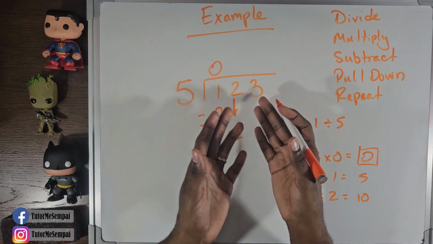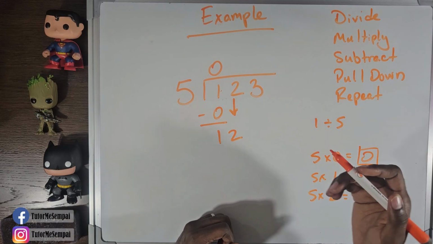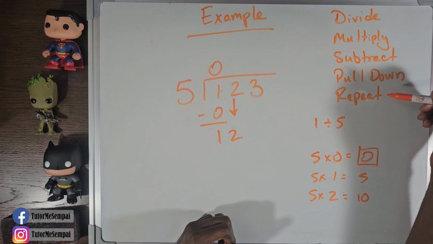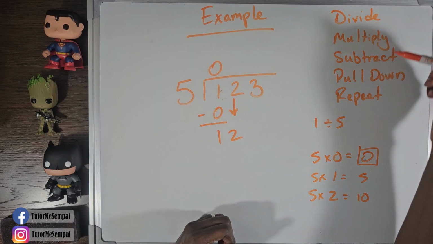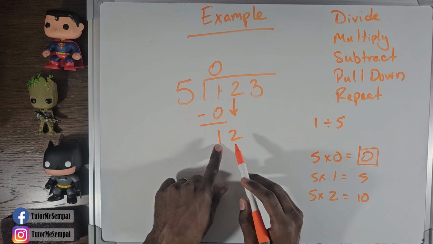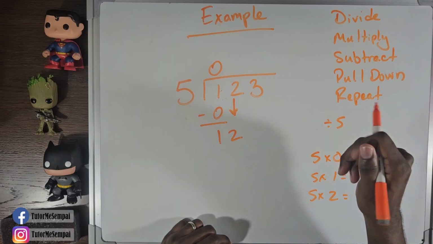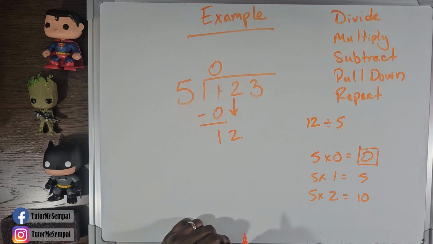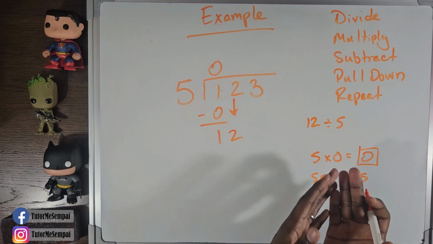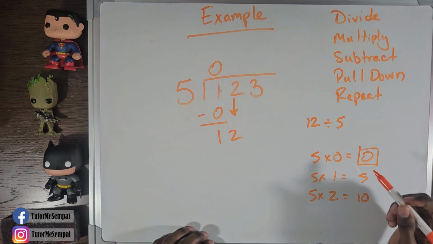Now, we have more things to do here. There's still a lot more numbers to look at. So because this is big enough, we're going to do our honorary fifth step. Repeat. Go back to the top, except this is what we're going to divide into. So now we want 12 divided by 5. What's the closest we can get to that without going over? Remember, we're going back to the top, dividing 12 by 5.